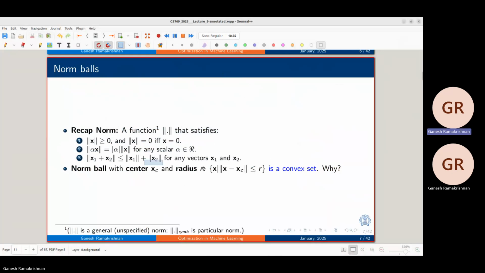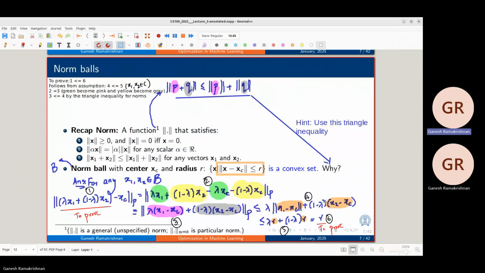Okay, so for any such norm, you get a convex set. Why? By first principles, you can prove this. I outlined the proof here. Let's say this B is the ball. You take any two points, x1, x2, and then consider their convex combination. On the left hand side, step number 1 is the convex combination: lambda x1 plus 1 minus lambda x2, the whole thing minus xc, with the P norm.